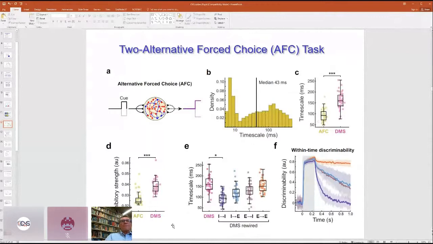Now, with these two tasks, we notice that the inhibitory strength is a lot less in the alternative forced choice network. The average inhibitory strength is about 50% greater in the network trained to do the delayed match to sample. So we went in and scrambled the weights between the inhibitory neurons, and the time scale for the DMS goes way down. Whereas if you scramble the excitatory weights, it doesn't change the time scale at all. So clearly implicating the inhibitory neurons here somehow.